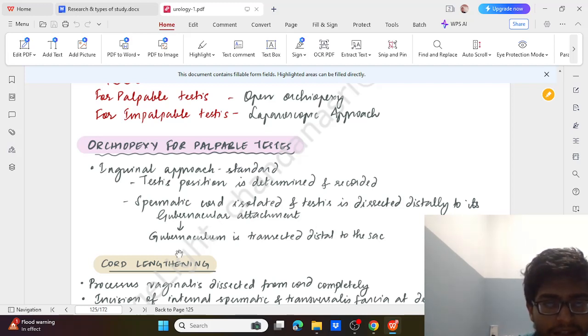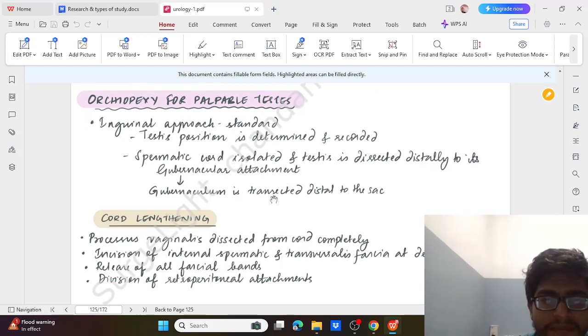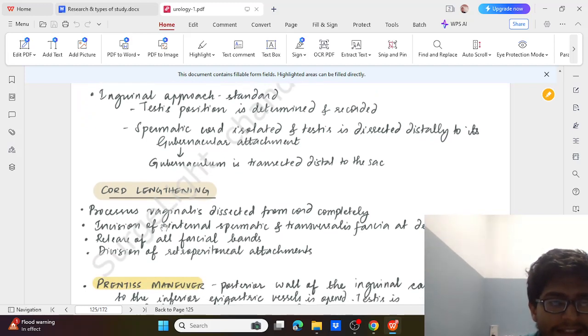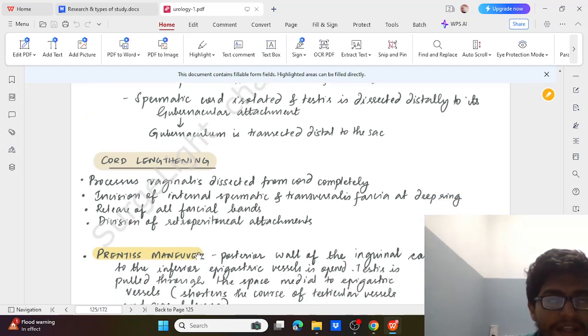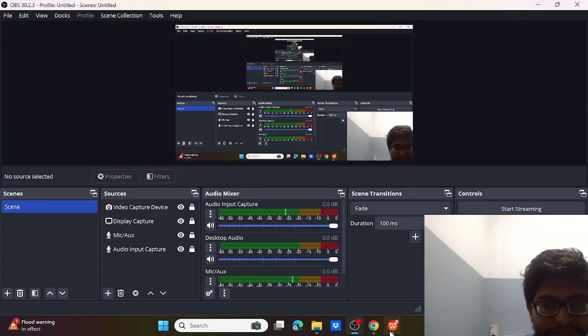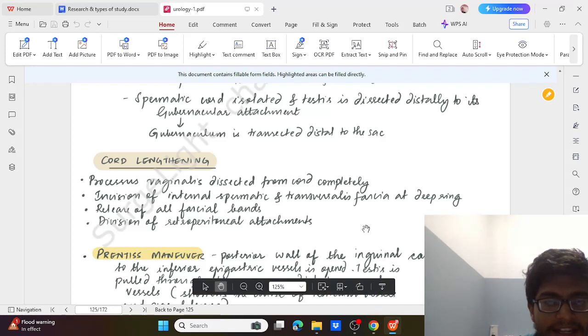Then the gubernaculum is transected distal to the sac. Then we go for cord lengthening, that is the processus vaginalis is dissected from the cord completely. Incision of the internal spermatic and the transversalis fascia at the deep ring. Release of other fascial bands. Division of the retroperitoneal attachment.